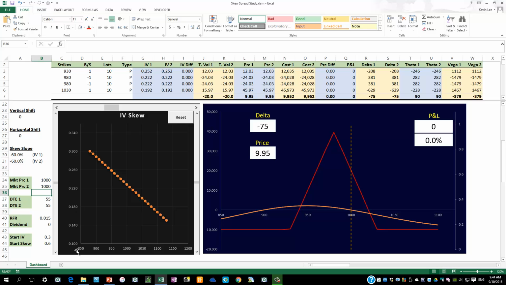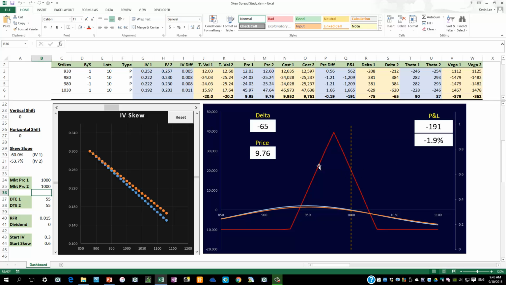This is the IV. These are the strike prices, and what I can do here is I've got 3 dimensions of movement. One is the horizontal shift. I can shift it horizontally this way. I can also shift it vertically down or vertically up. And the third dimension is steepening and flattening.